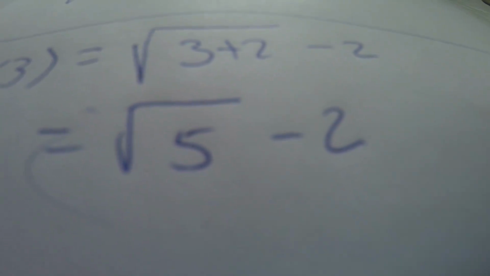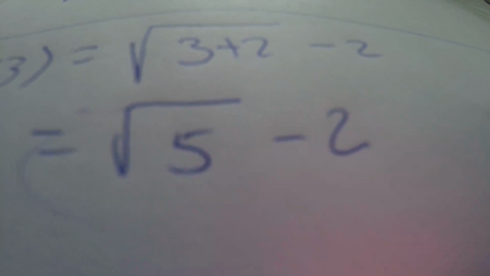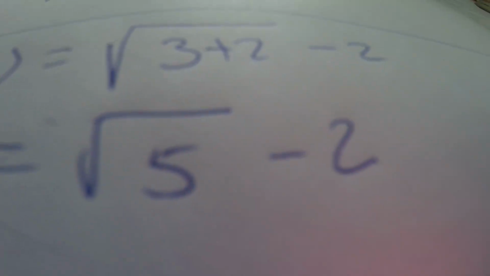The square root of 5 is a little more than the square root of 4. Well, the square root of 4 is 2. 2 minus 2 would be 0. So it's a little more than 0. So that would have to clearly be the second one. So I'm going to plug that in.